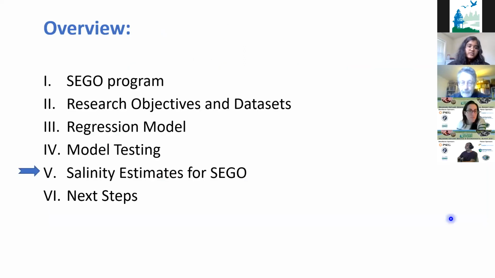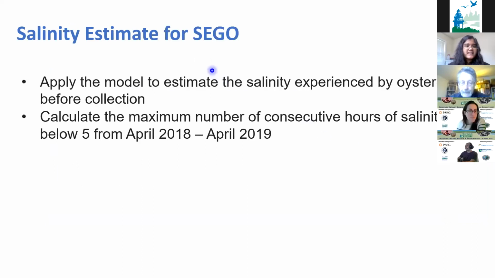Now I'm going to talk about salinity estimates for the SIGO program. So for the salinity estimates for SIGO, our goal was to apply the model to estimate the salinity experienced by oysters before collection. For that, we needed to calculate the maximum number of consecutive hours of salinity below 5 from April 2018 to April 2019.